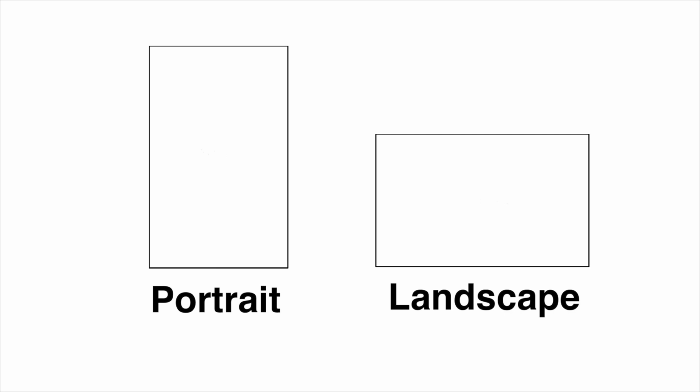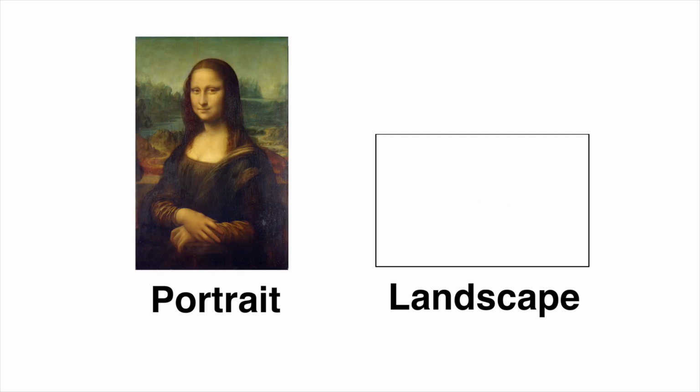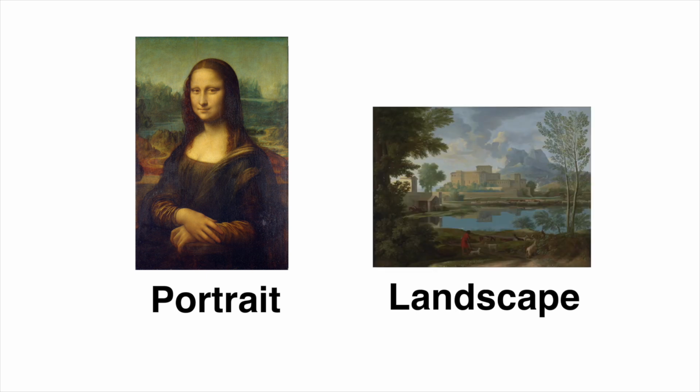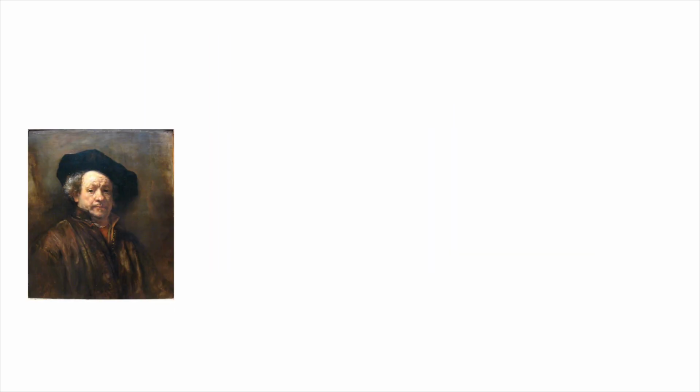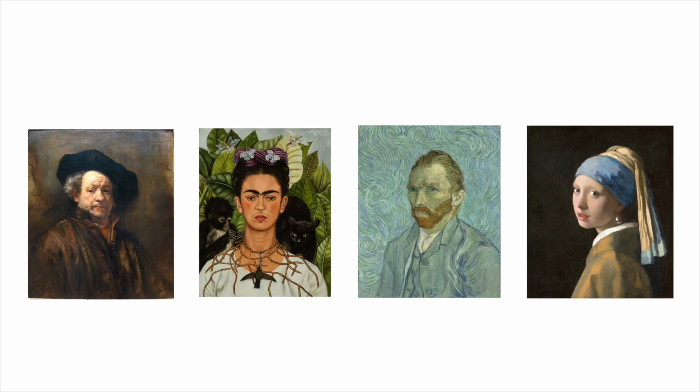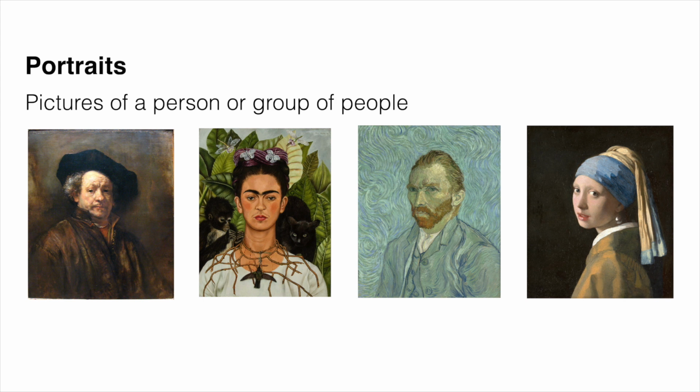In daily life we use the words landscape and portrait to describe the orientation of paper when printing a document or photograph. But these words originally come from painting. Portraits are usually in the portrait format and landscapes in the landscape format. Simple, right? What are these? Yes, they're all portraits. Pictures of a person or group of people.